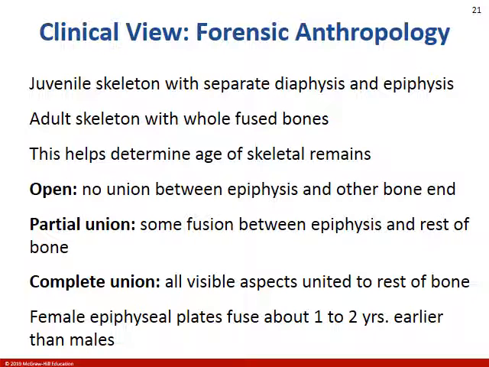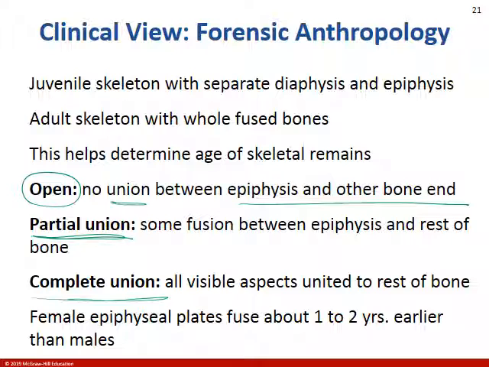This is how we can make generalizations if we find a bone. So there's either an opening, so there's no union between the epiphyseal ends and the diaphysis. There might be partial union, so the epiphyseal plate was starting to turn into an epiphyseal line, or there's a complete union where all you can see is the entire bone. There is no indentation there, right?